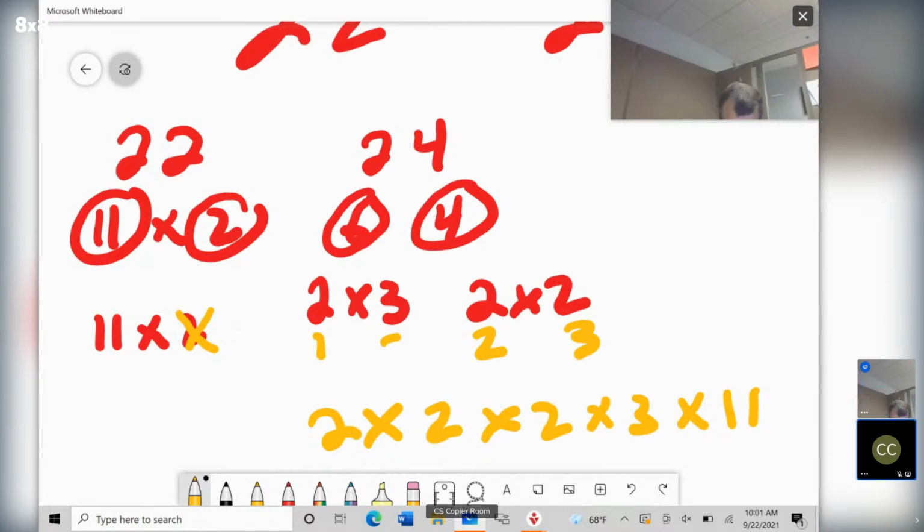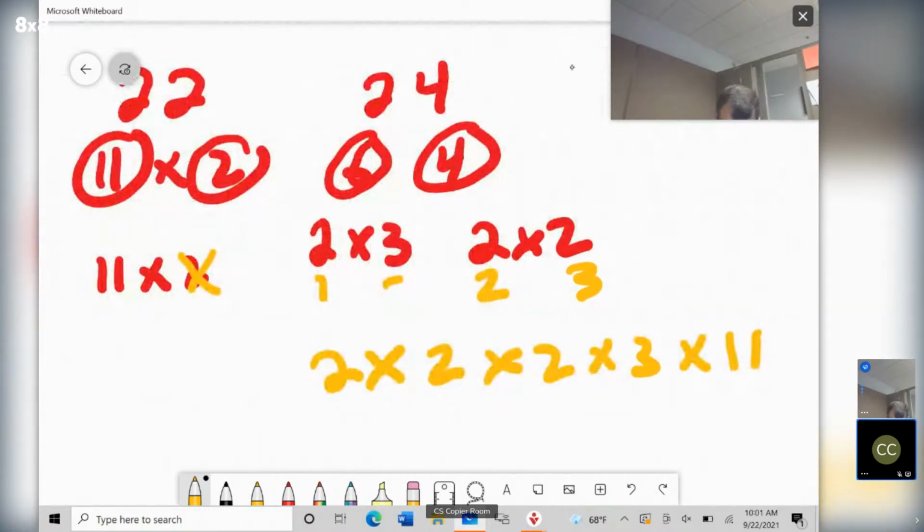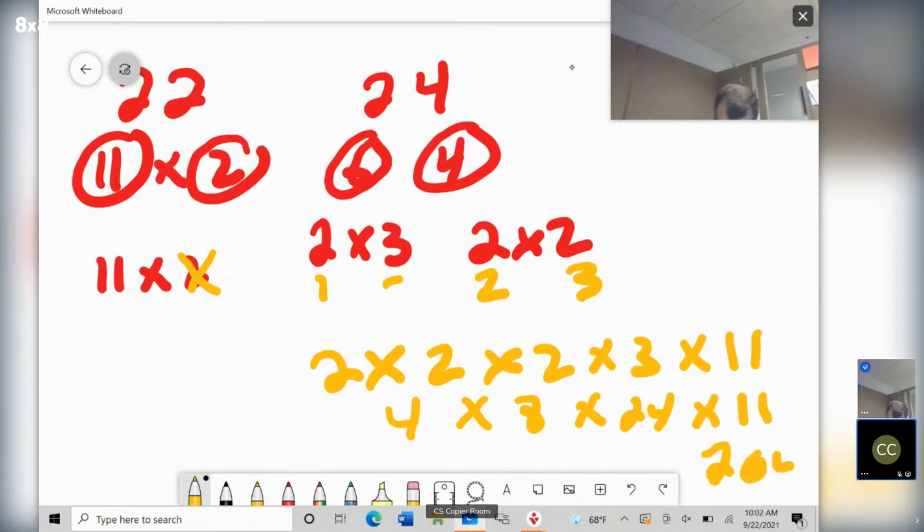So what we do is 2 times 2 is 4. 4 times 2 is 8. 8 times 3 is 24. Then 24 times 11 is 264. So these are big numbers. That's why, when we do prime factorization, it might be a little bit quicker for you.